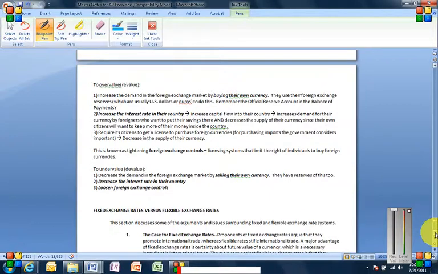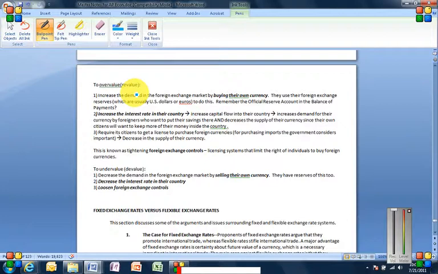So going back to our definitions, first, if they wanted to overvalue or revalue a currency, they have a couple of options. They could increase the demand in the foreign exchange market by buying their own currency. And what they do is they use their foreign exchange reserves, which are usually US dollars or euros, to do this. Remember the official reserve account and the balance of payments? I told you to kind of reserve a space in your mind. If you need to, go back to your notes there and take a peek at it. It's the third part of the balance of payments.